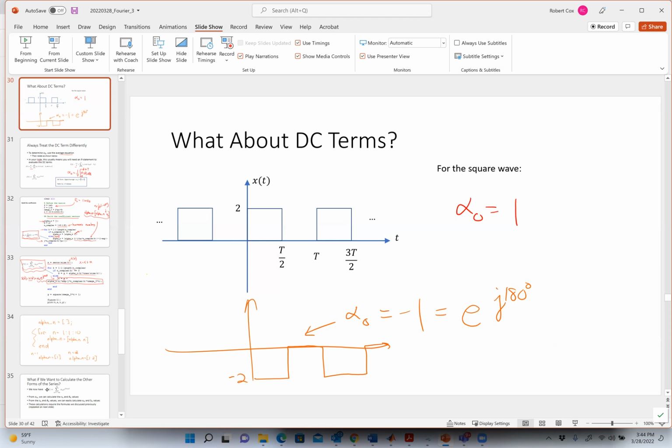You've got to remember the DC term could have an angle of 0 or could have an angle of 180. That's the thing you've got to be careful about. Just because that DC term is always a constant real number doesn't mean it doesn't have an angle. Its angle could be 180. That's something to bear in mind. If it's a negative number, it has an angle that's 180 degrees, even though it's real.